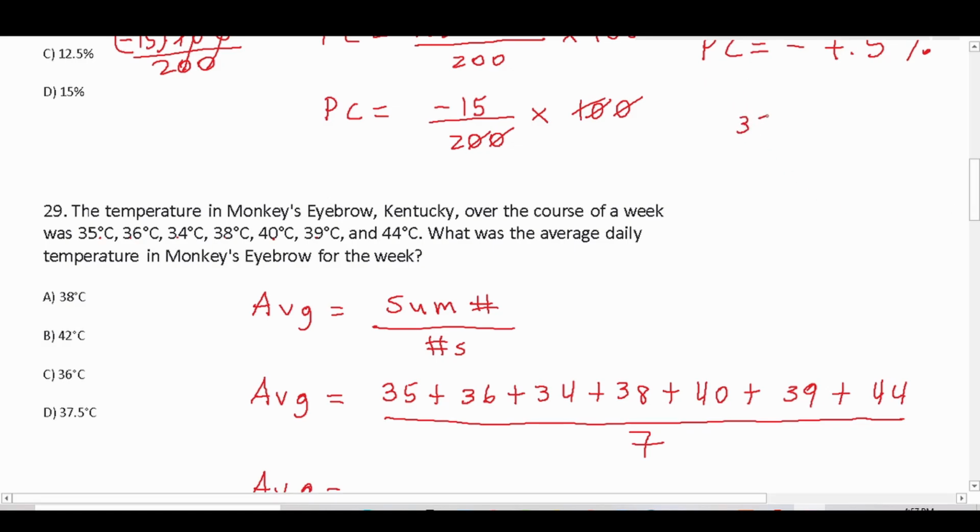So again, we have 35, 36, 34, 38, 40, 39, 44. So let's go ahead and add all these up. I'm going to do this step by step by combining two terms at once. 5 plus 6 is 11. 4 plus 8, 8, 9, 10, 11, 12. And then 9 plus 4 is 13. So this is 10 plus 10 plus 10, 30.